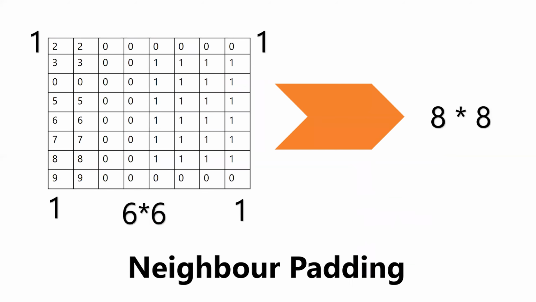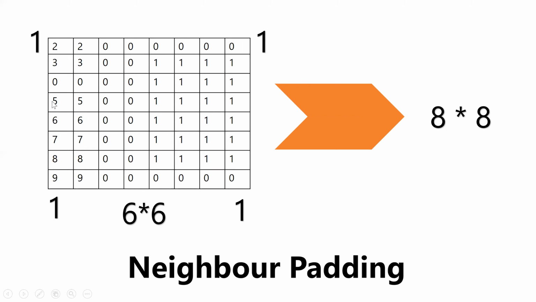Now let's see what neighbor padding is. Here you can see some values: 3, 0, 0, 1, 1, 1, and 3, 0, 5, 6, 7, 8. This is our input layer. Neighbor padding uses the same value that is in the neighbor. So if you see here, the value we have here is 3, so the same value 3 is used over here. Here is 0, so the same value 0 is used over here.